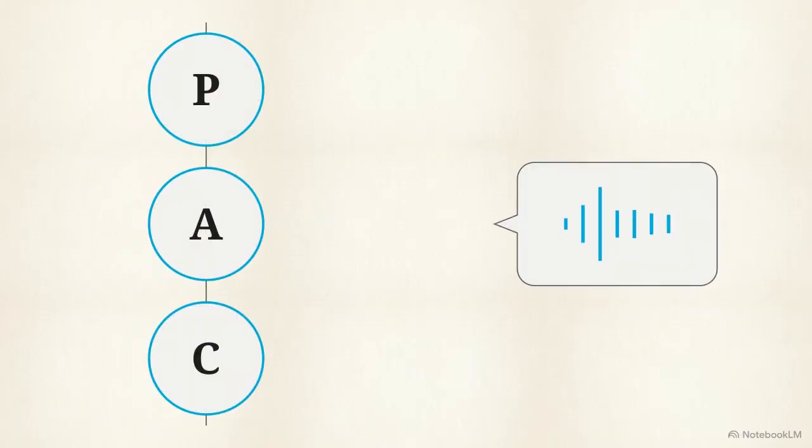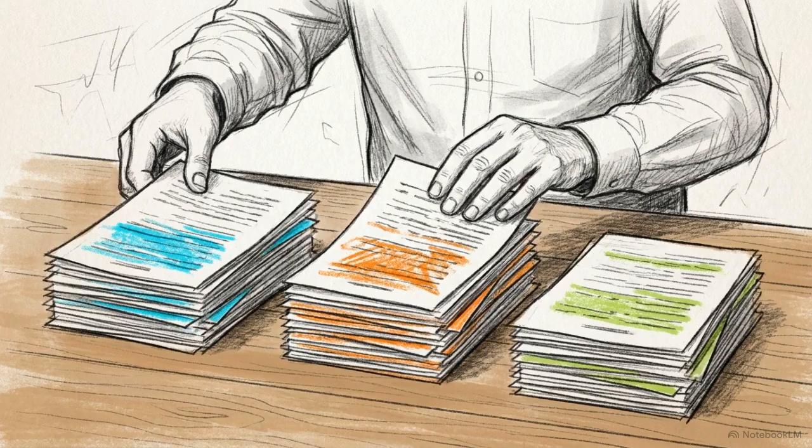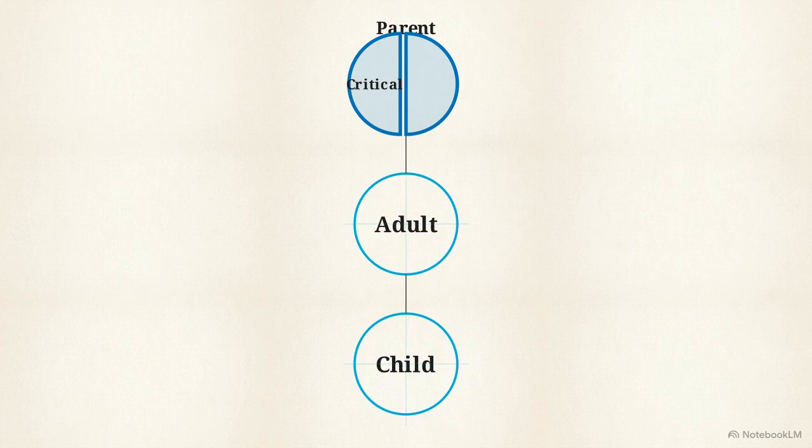Every word spoken and every reaction felt originates from exactly one of these three distinct operational states, which allows for the objective categorization of any human interaction. Clinical structural analysis is the process of identifying exactly which ego state is driving the interaction. The parent state is a literal playback of early caregivers. It manifests as strict rule following in the critical parent or protective guidance in the nurturing parent.